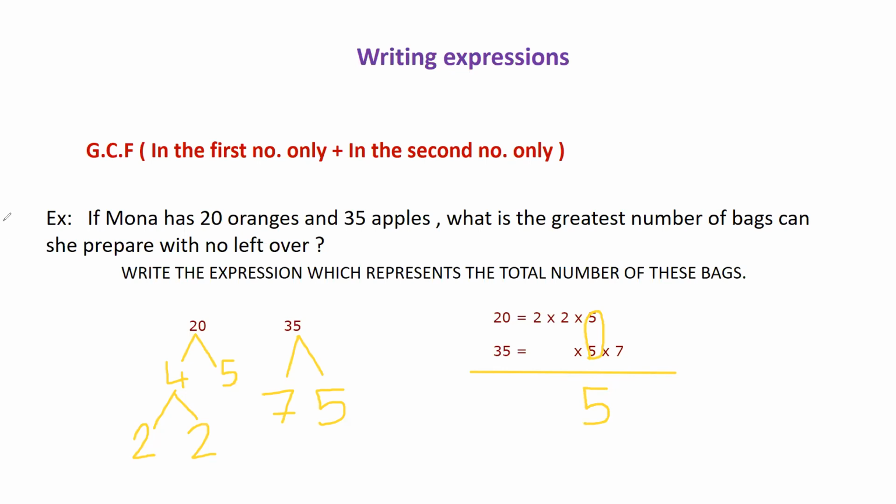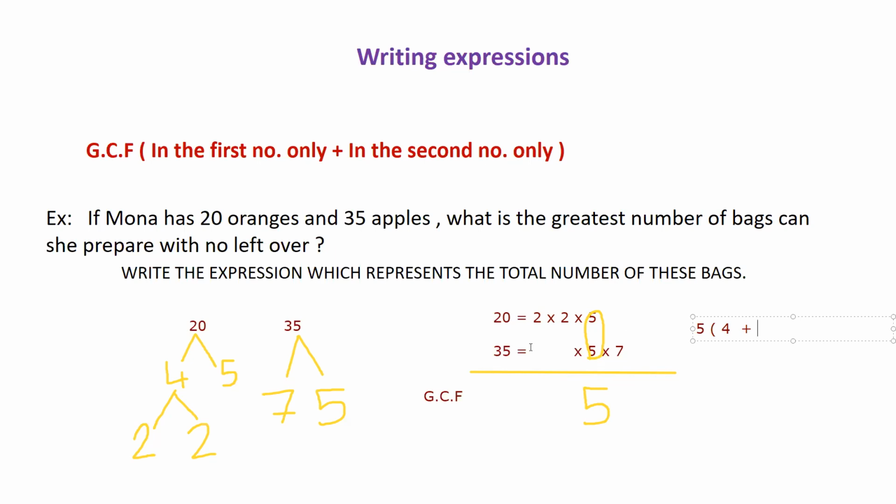Now, after getting the greatest common factor, we need to put the expression. How can we put the expression? Again, we put the greatest common factor outside, which is 5. Open your brackets. Put the factors of the first number only, which is, here you have 2 times 2, so it will be 4.